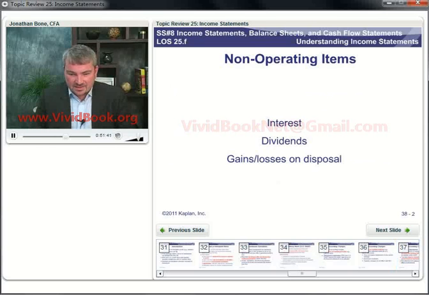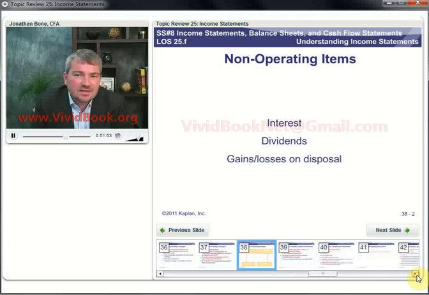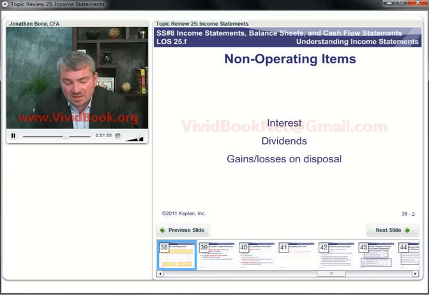Right, let's turn our attention to non-operating items. We're asked to distinguish between operating and non-operating items, in particular when we're looking at investments. So notice interest received, dividends received, gains and losses on the disposal of investments. Now, is it an operating item? Is it a non-operating item?